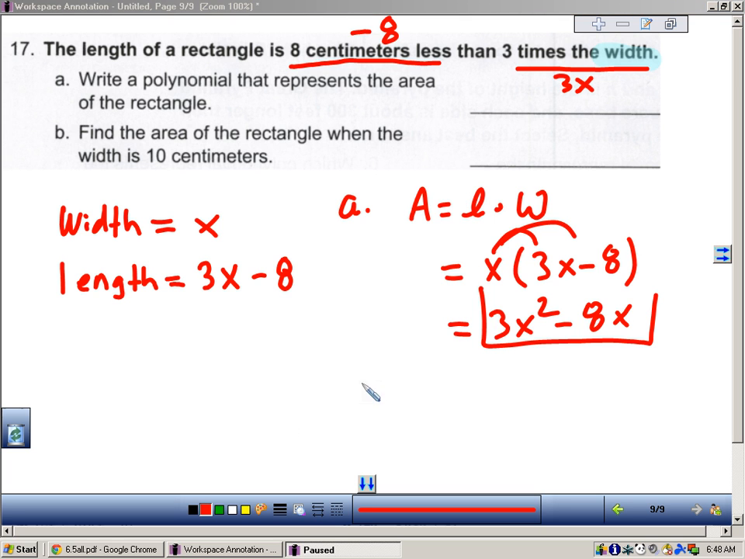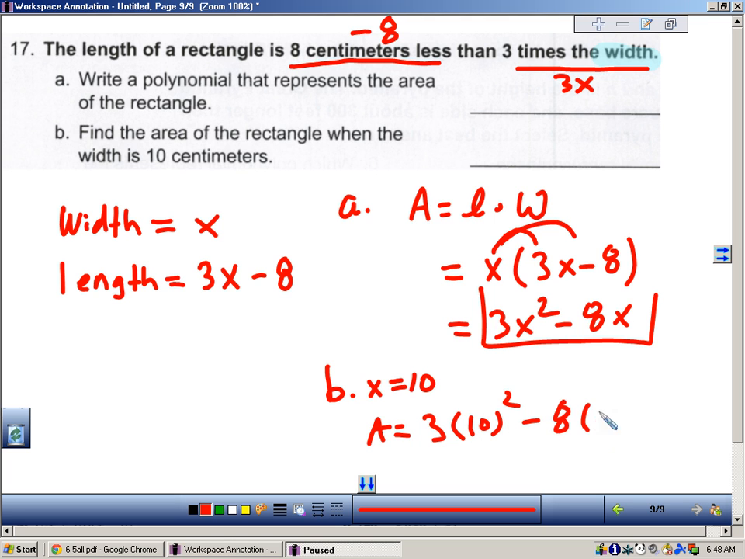Now B, find the area of the rectangle when the width is 10. Okay, so when x is 10, what's the area? So let's substitute. 300 minus 80. And so our answer is 220 square centimeters. Okay, and that's a wrap.